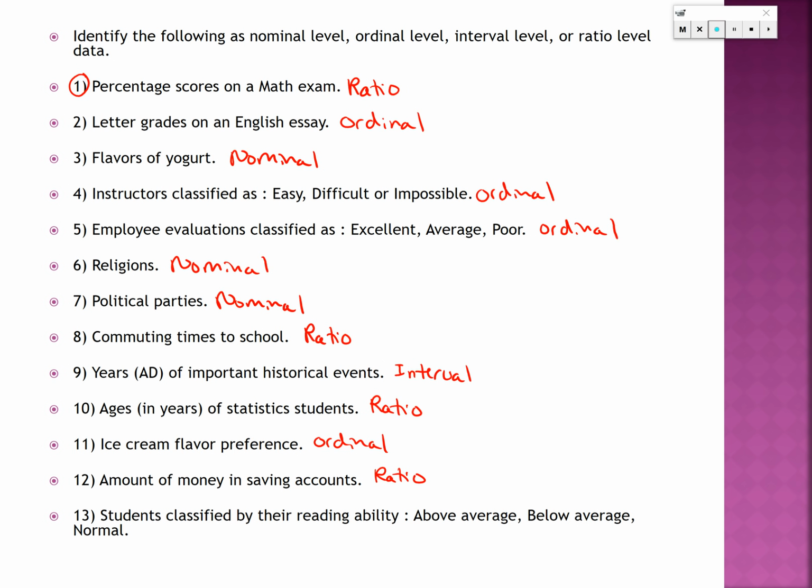If we classify students by their reading ability as above average, below average, and normal, we're putting them in a certain order. We've ranked them some way, but we don't have a specific set of scores or anything that we can really measure. So we're just putting them in a specific order. That's all we can do.